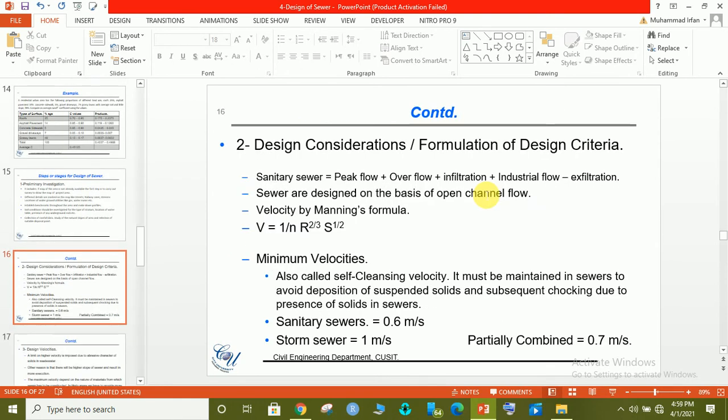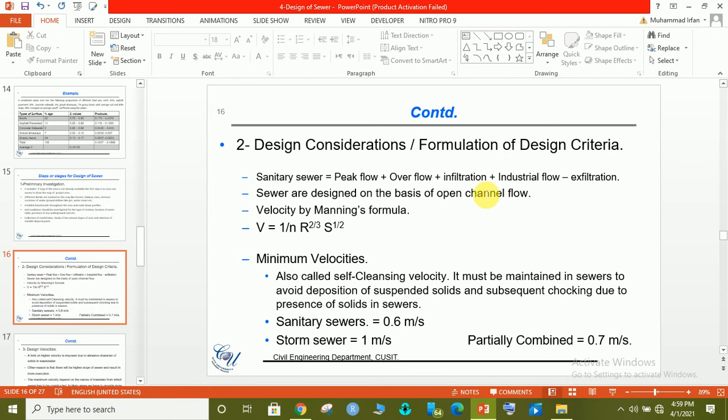The second one is the design concentration, formulation of the design criteria. The first one is the sanitary sewer, which is the peak flow plus the overflow plus infiltration plus industrial flow minus the exfiltration, meaning the water that may come out of the sewers from the joints. Sewers are designed on the basis of open channel flow. Also, the velocity will be calculated using the Manning formula.